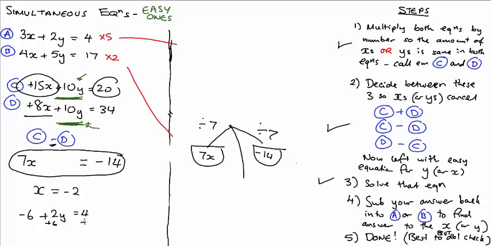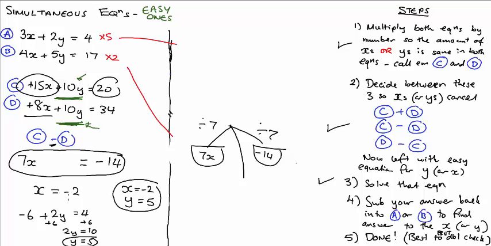So I add 6 to both sides. I get 2y equals 10. Divide 2 both sides. y equals 5. So there you go, that's my answer. My answer is that x equals minus 2, y equals 5.